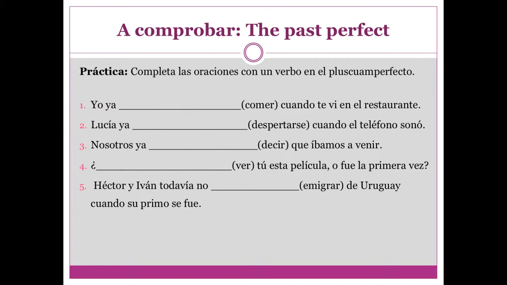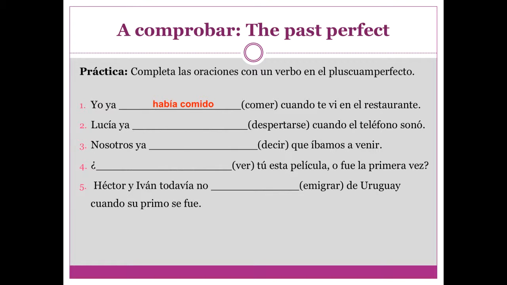Completa las oraciones con un verbo en el past perfect. Complete the sentences with a verb in the past perfect. Yo ya había comido. I already had eaten when I saw you in the restaurant. Notice by the time I'm seeing you, the eating was already done. So I had eaten precedes seeing you.